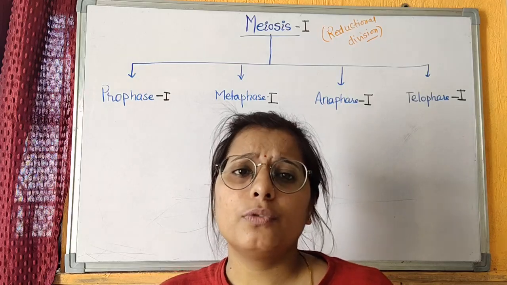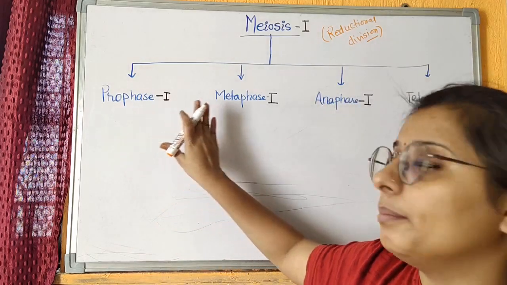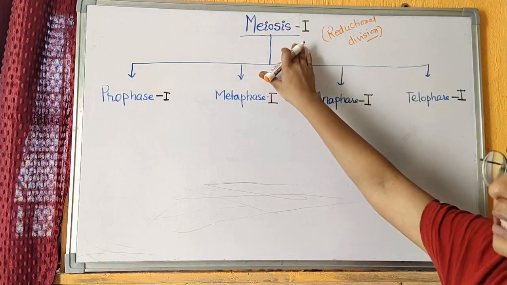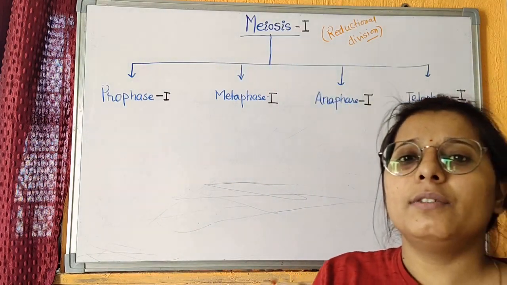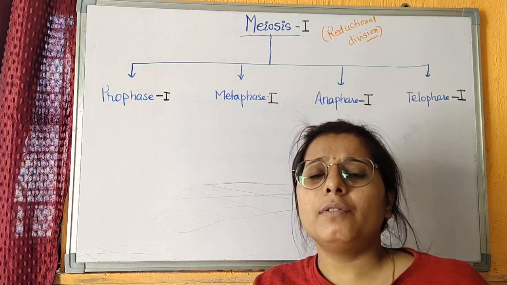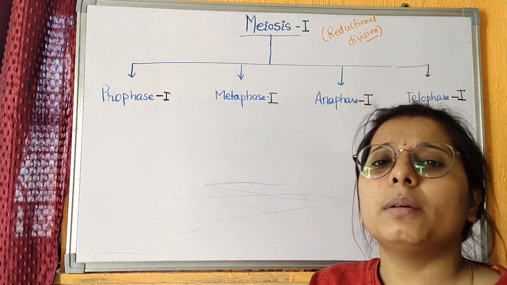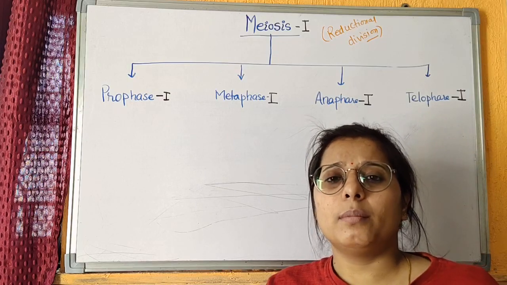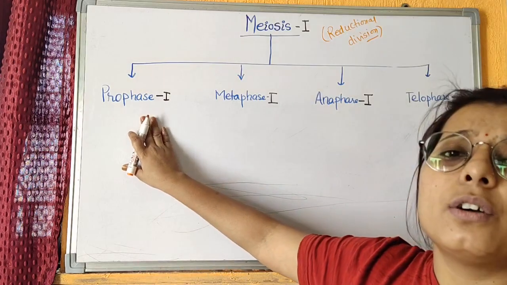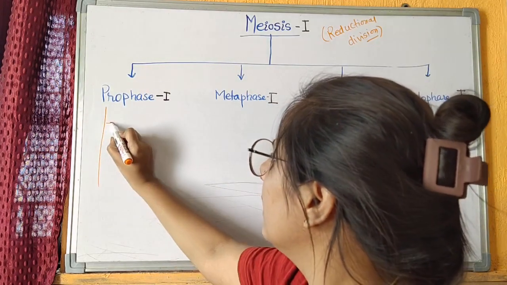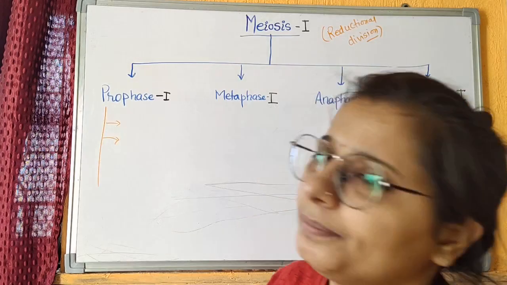Meiosis 1 has four phases: prophase 1, metaphase 1, anaphase 1 and telophase 1. Meiosis 1 is called the reductional division, where the number of chromosomes gets halved after the division from the mother cell and the daughter cells have half the number of chromosomes. Prophase of meiosis 1 has five sub-stages.